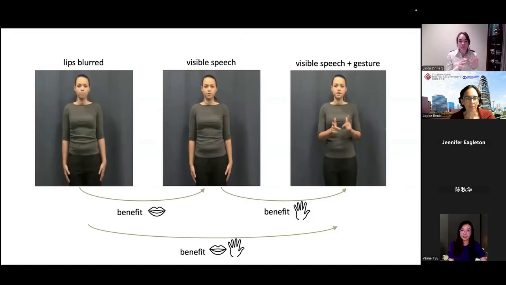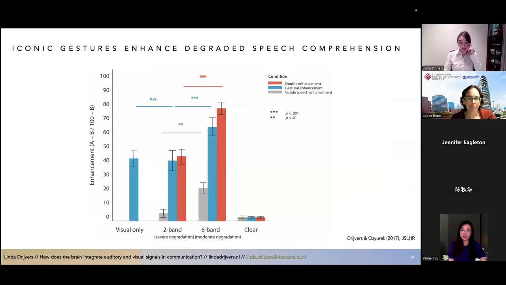We tested this in clear speech. We tested this in different kinds of noise. I won't be going into all of the details of these studies because they had a lot of conditions and they were quite complicated. But I just want to show you the main results of these studies.